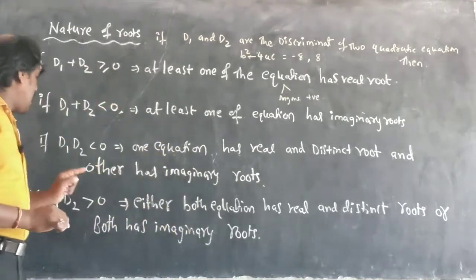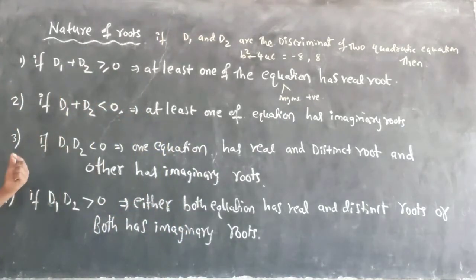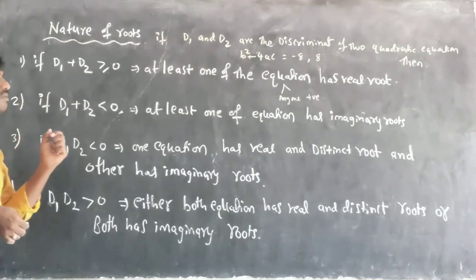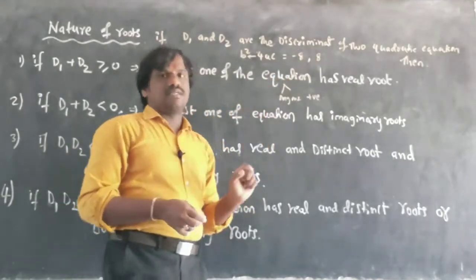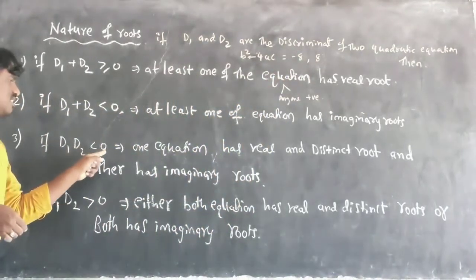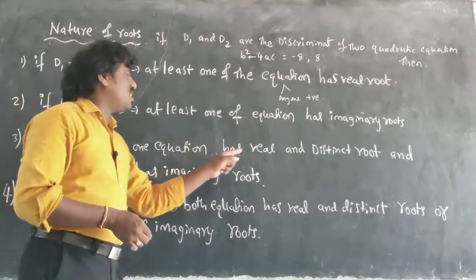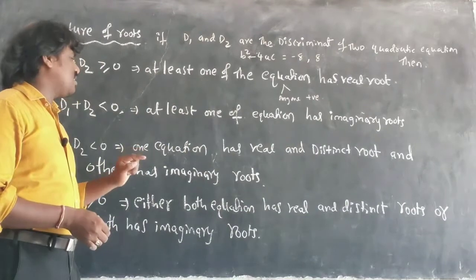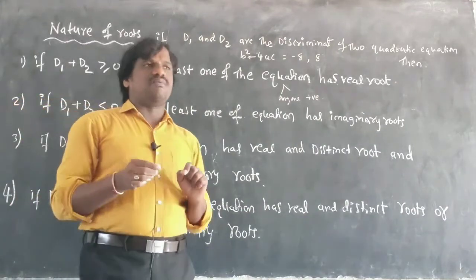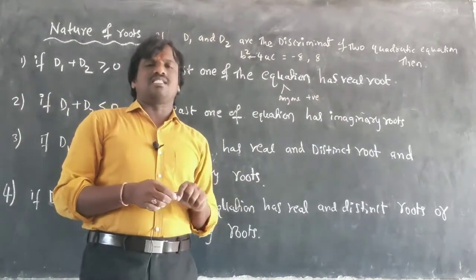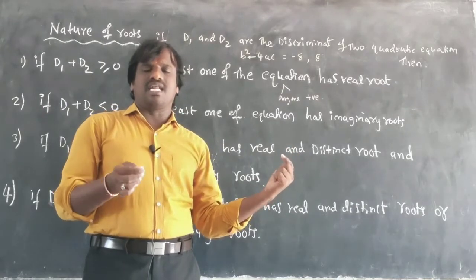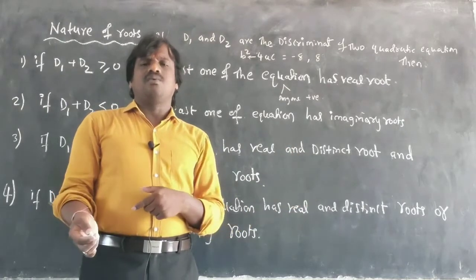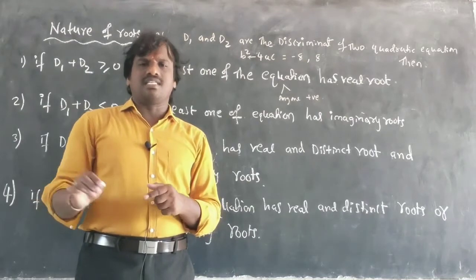So in this case what I am getting is at least one of the equations has imaginary roots. Another one, D1 × D2 < 0. What will you comment here? D1 × D2 means plus into minus. If D1 × D2 is less than 0, one equation has real and distinct roots, and the other equation has imaginary roots. If one is positive and one is negative, I can say that one has real roots, another has imaginary roots.